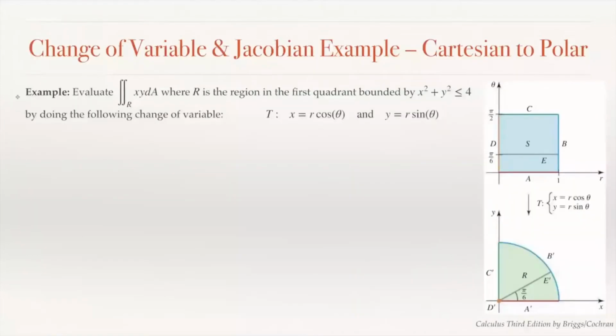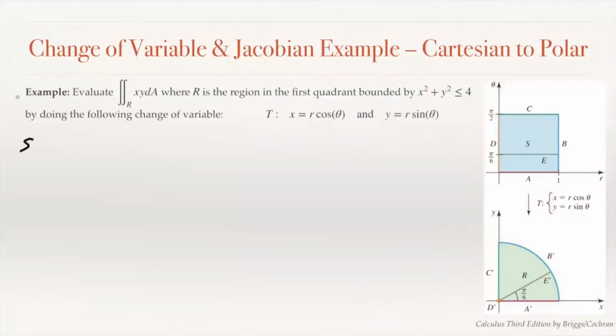So let's do an example. Let's compute the double integral of xy over the region R defined by x squared plus y squared less than or equal to 4 in the first quadrant. So our region R looks like this. It's a piece of a disk in the first quadrant, and this change of variables will convert this disk on the xy plane to a rectangle on the r theta plane.